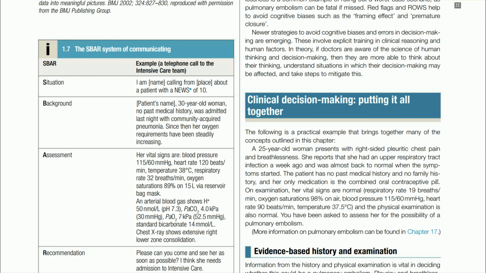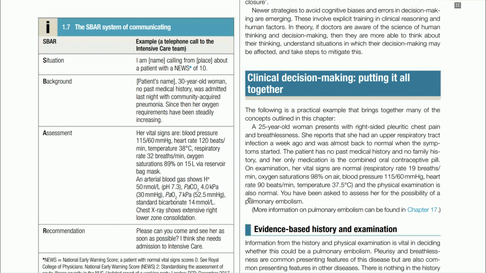On examination, her vital signs are normal: respiratory rate 19 breaths per minute, oxygen saturations 98% on air, blood pressure 115 by 60 millimeters mercury, heart rate 90 beats per minute, temperature 37.5 degrees Celsius, and physical examination is also normal. You have been asked to assess her for the possibility of a pulmonary embolism. More information on pulmonary embolism can be found in chapter 17.